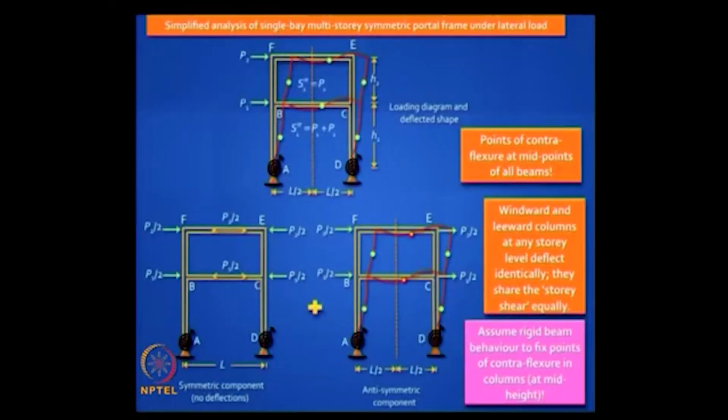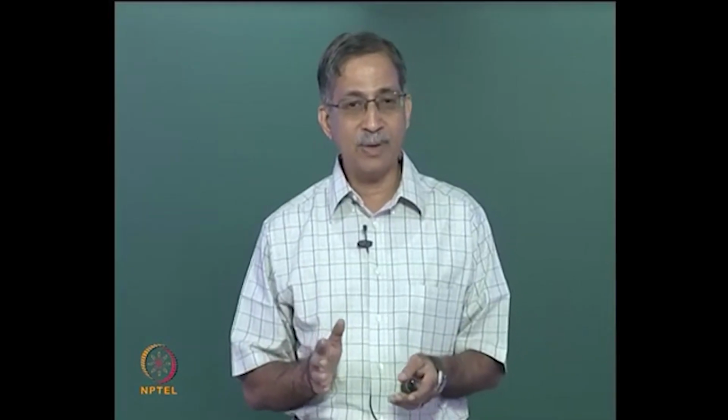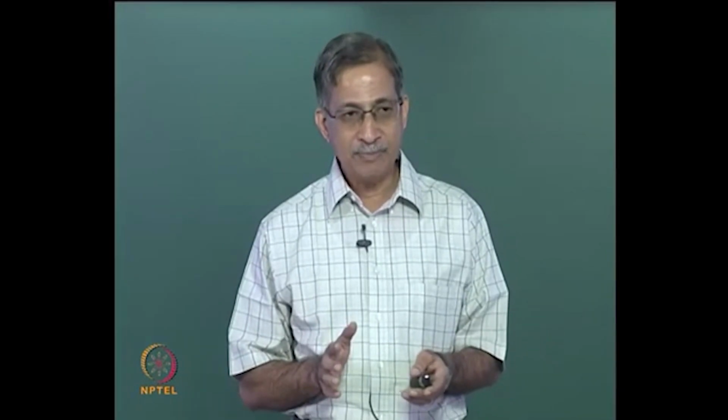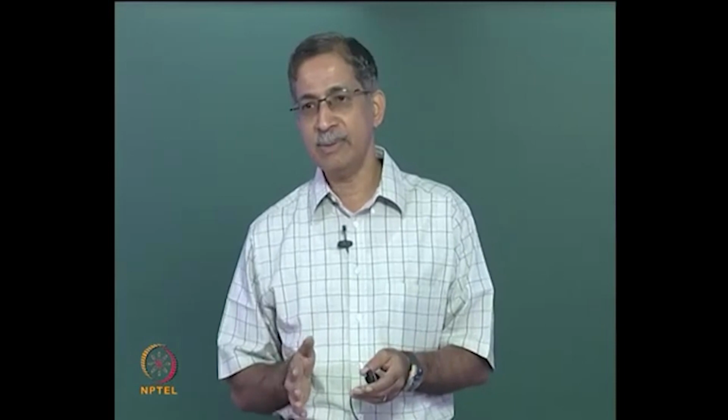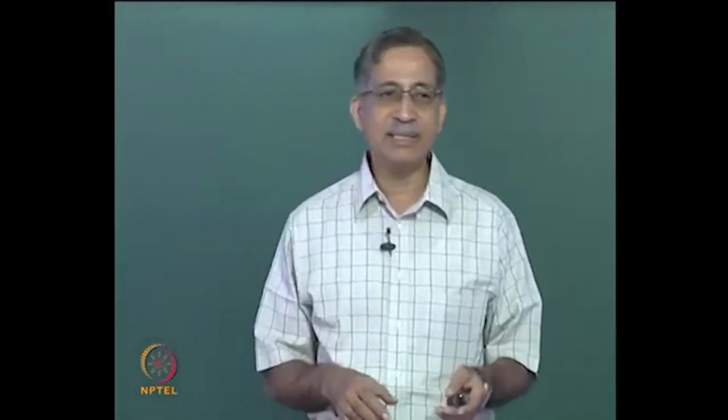Is it clear? And if you look at this superposition that we did, that is, we divided this loading into 2 parts, a symmetric part and an antisymmetric part, you will find that from the antisymmetric point of view there is a kind of antisymmetry. It does not matter which is the windward and which is the leeward. The only difference is the columns on the windward side will be subject to axial tension and the columns on the leeward side will be subject to axial compression, and the magnitude will be the same. So that is the overall behavior. We also assume that axial deformations are negligible.